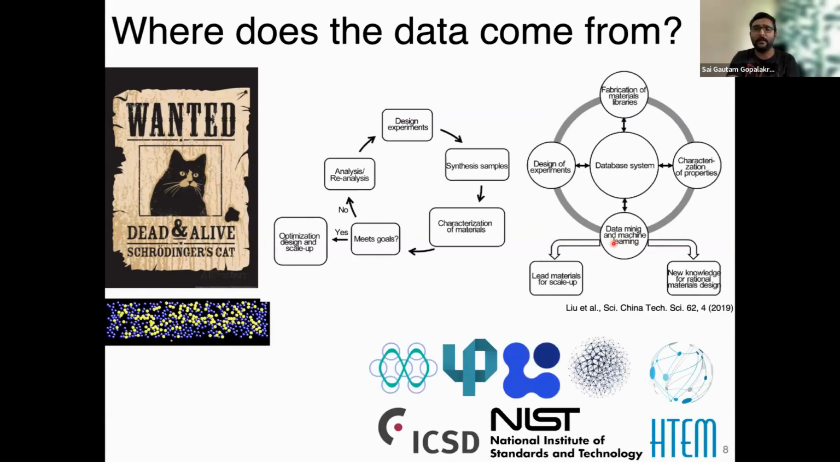So there are several databases that are available. These four are computational databases. NIST is partly computational, partly experimental. It has nice reaction energies. ICSD is almost fully experimental. It has a lot of structures. And HTEM is a high throughput experimental database that is developed by the National Renewable Energy Laboratory in the US.